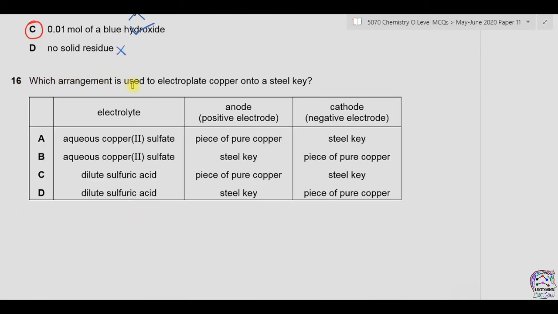Question 16. Which arrangement is used to electroplate copper onto a steel key? Now for electroplating, there are few points that you must remember. First one is that anode always dissolves.